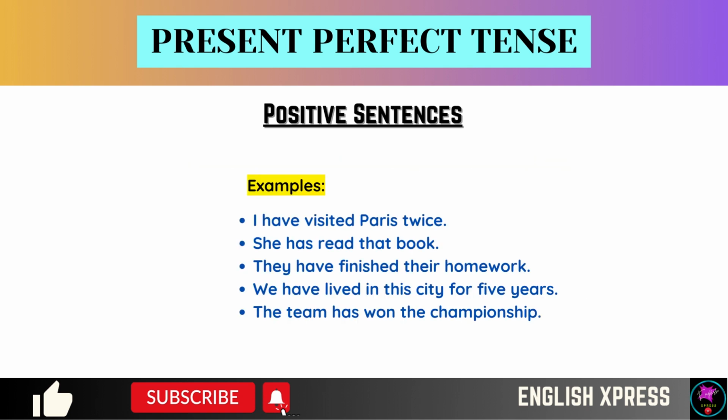Examples: I have visited Paris twice. She has read that book. They have finished their homework. We have lived in this city for 5 years. The team has won the championship.